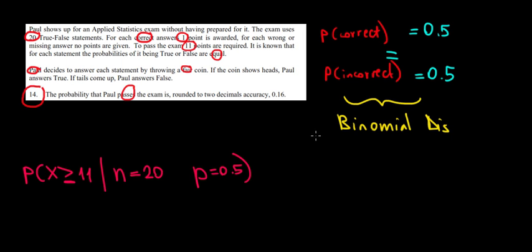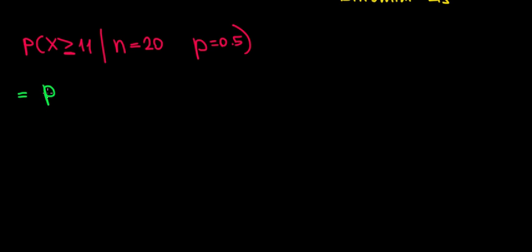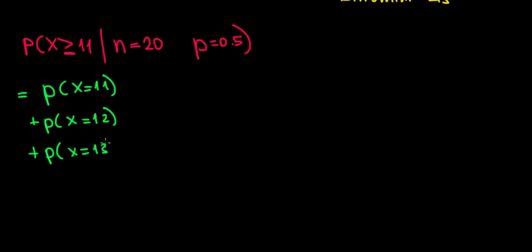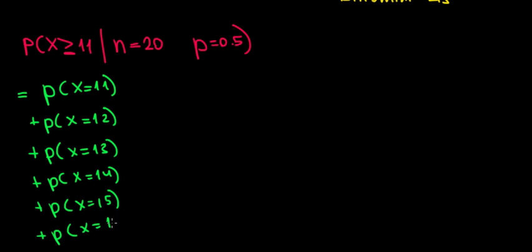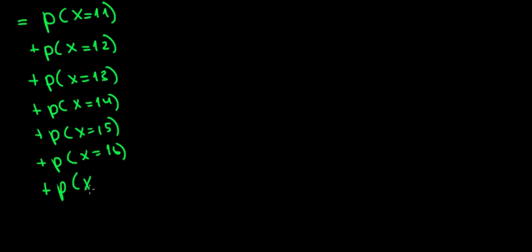Well, we're going to work with the binomial distribution by looking at the table. So we would have the following. We would have the probability of x equals 11 plus the probability of x equals 12 plus the probability of x equals 13 plus the probability of x equals 14 plus the probability of x equals 15 plus the probability of x equals 16 and the probability of x equals 17 and the probability of x equals 18. That's as far as we can get in the binomial distribution table. That's all the probabilities that we have available, so we'll add them up.